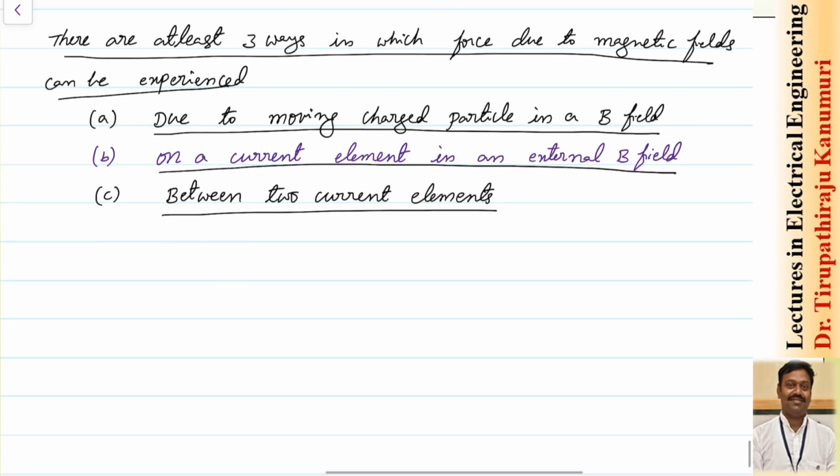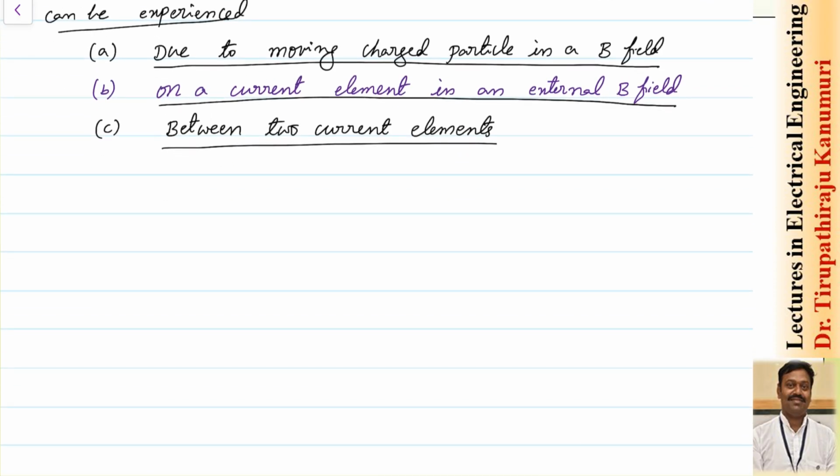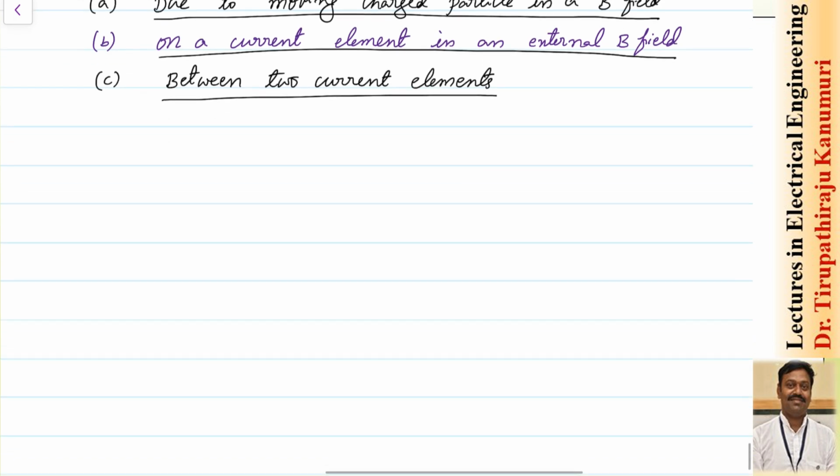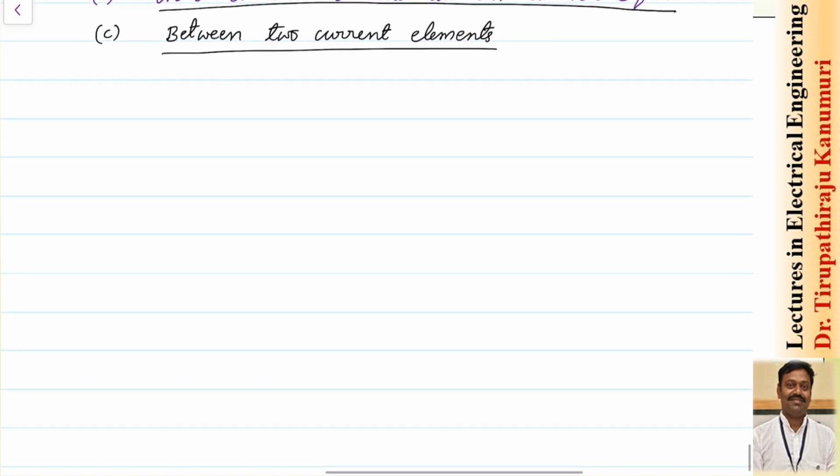Today we are going to discuss the first two cases, that is, the moving charged particle kept in a magnetic field, and the current carrying element kept in an external magnetic field, and some numericals. In tomorrow's class we will discuss the magnetic force between two current carrying elements, if the elements are small as well as long two current carrying conductors.